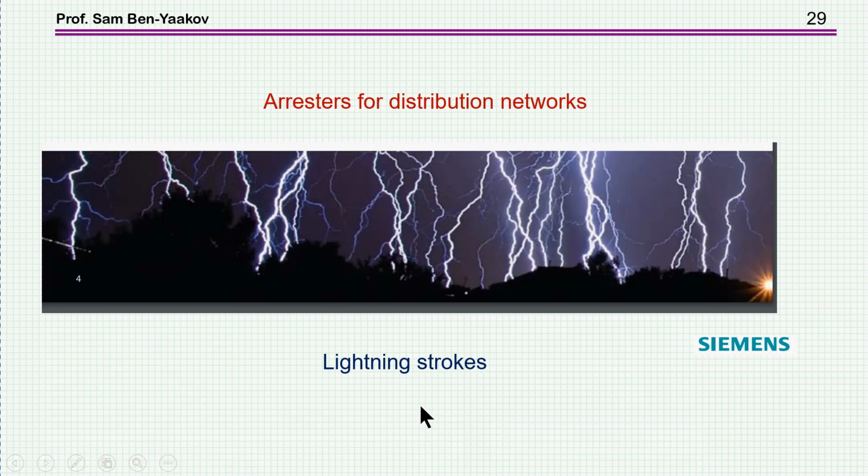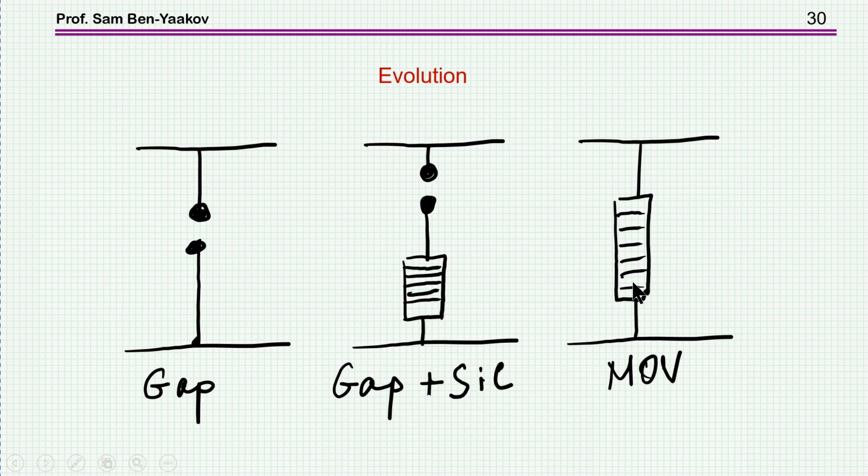Let me now finish up with an area which is kind of a little bit different from the regular power electronics, which is very high power systems. And I'm talking about the distribution system, power distribution network that we have, which is exposed all the time to, of course, lightning. And therefore, it needs protection. And this is a major issue in power distribution.